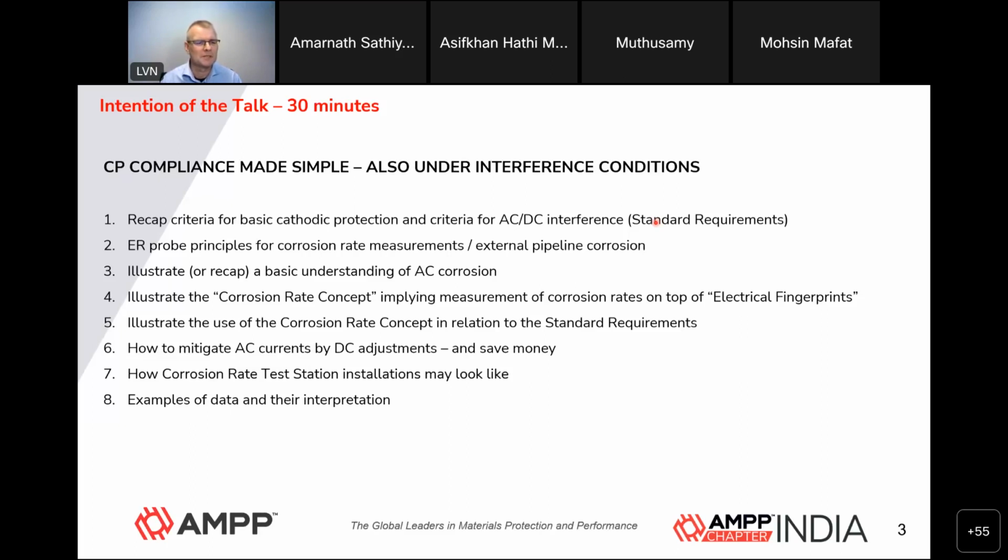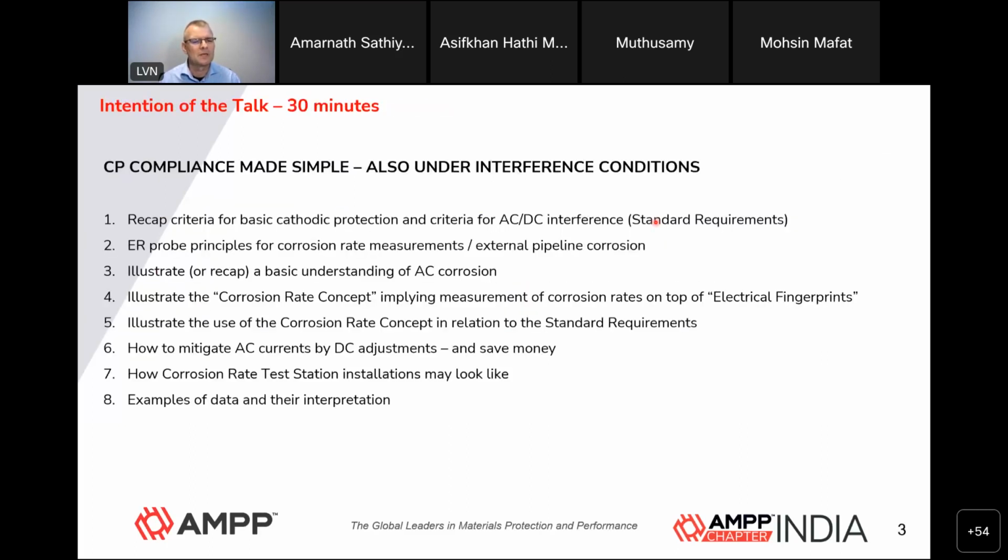The first one is just a little recap of criteria for basic cathodic protection and criteria for at least AC interference. What are the standard requirements? I would like to illustrate for you the very basic principles of the ER probe for corrosion rate measurements, and in particular in connection with external pipeline corrosion.